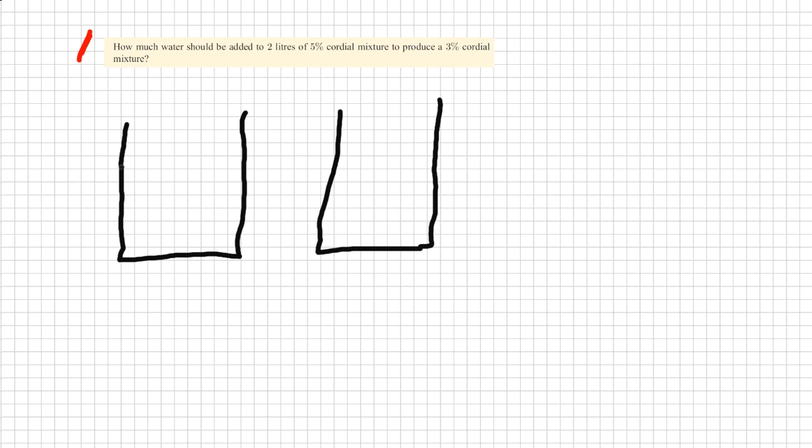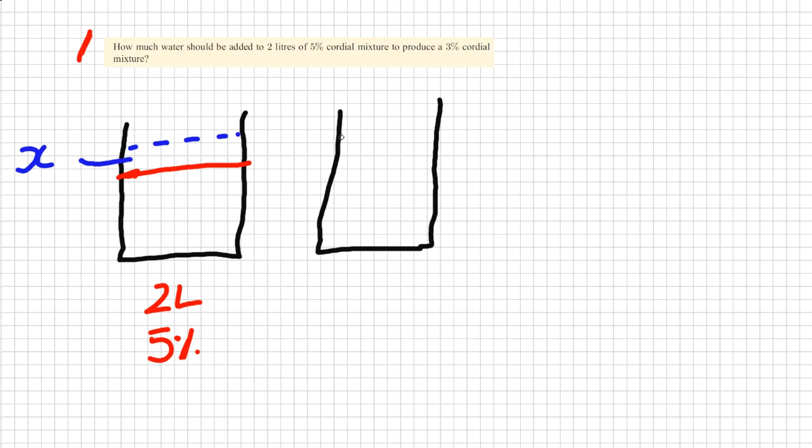So over here, I've got my first one. First, this is what we're starting with. Now we know that this is 2 litres, and we know that it is at 5% concentration. So that means 5% of this 2 litres is cordial. What we want to do to it is add some water. That's what the problem's saying. But how much we are adding is what we want to find out. So since that's what we're finding out, we're going to call that X. So we're adding X litres of water.